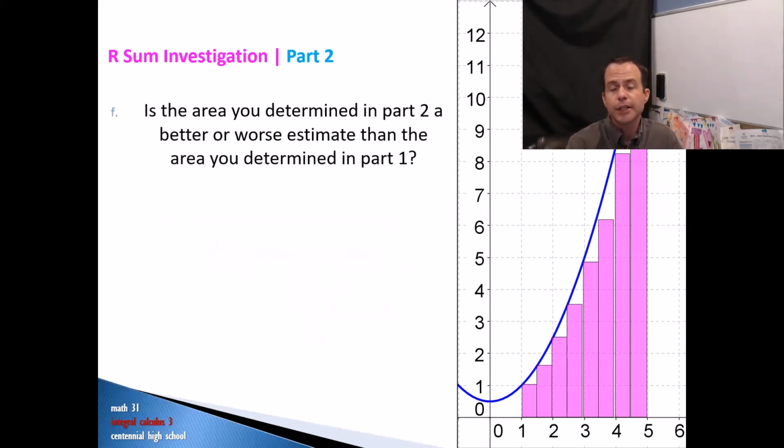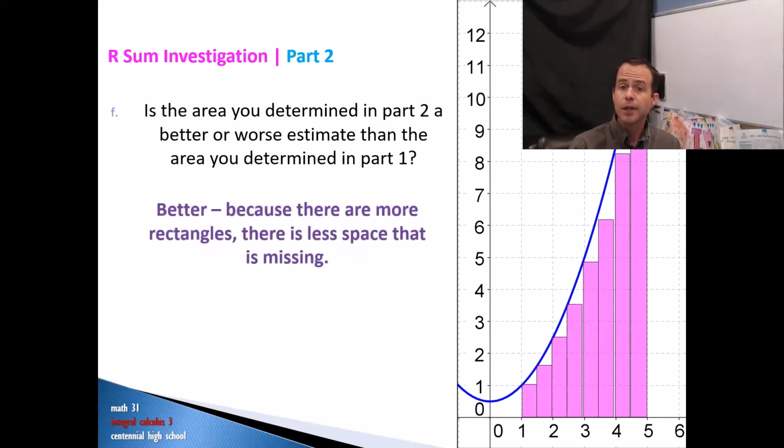Is the area you determined in part 2 better or worse than the area you determined in part 1? It's better. There are more rectangles, which means there's less space missing. Just from those two investigations, you can imagine that what we want to do is make those rectangles so skinny that there's no missing space. And we can make those rectangles so skinny if we approach an infinite number of rectangles. That's where we're now going to go with part 3 of our little investigation.